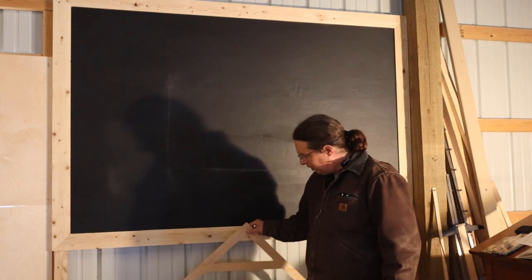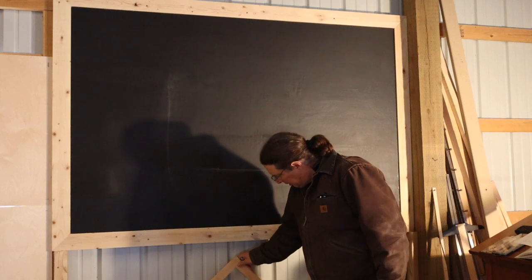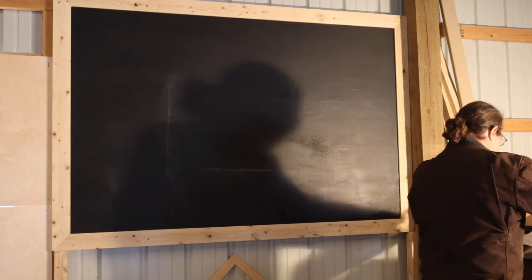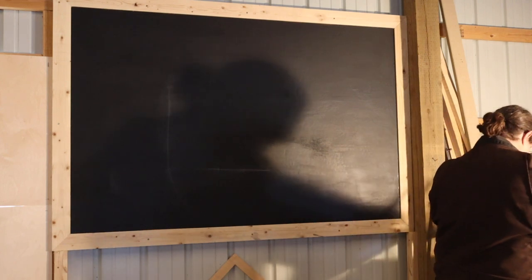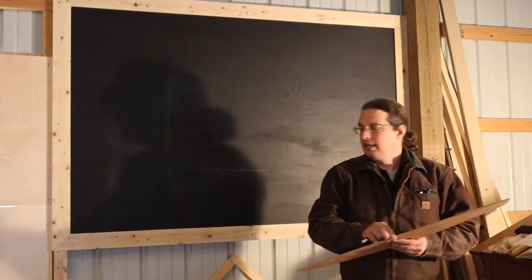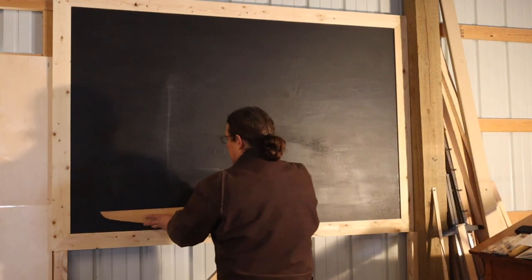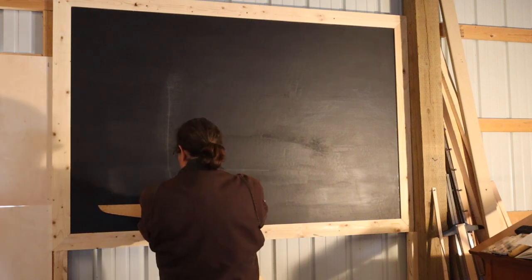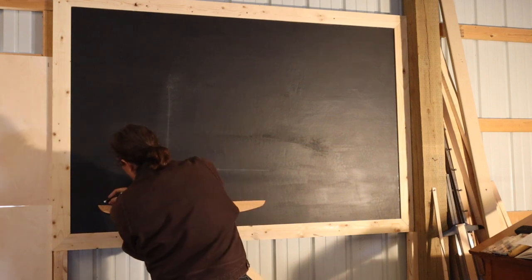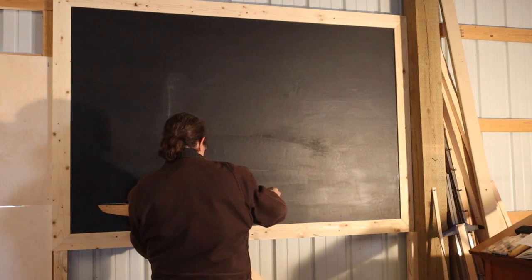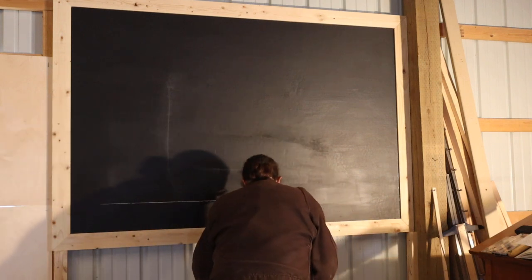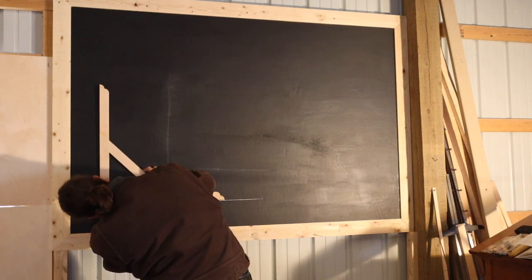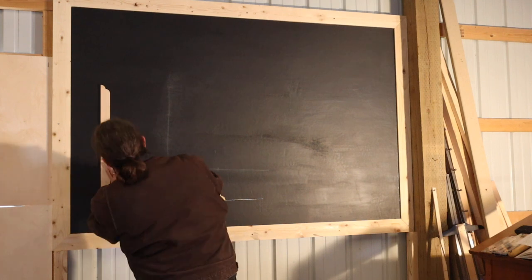I'll use some other tools as well, like this layout square. And I'm just going to get started. So as I said, I'm going to pick a 4-to-3 ratio that's going to exist between the width and the height of this stool. So I'm just going to lay out a baseline. Going to lay out a vertical line that is square to that baseline.